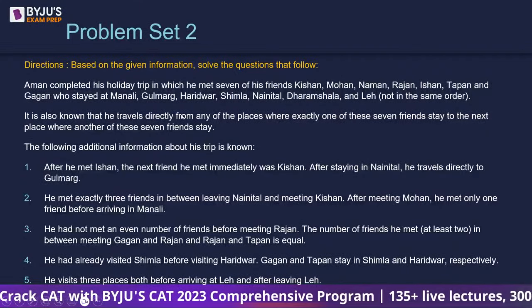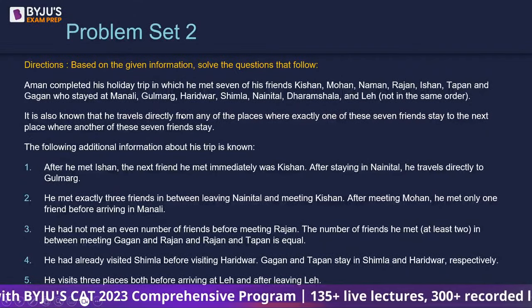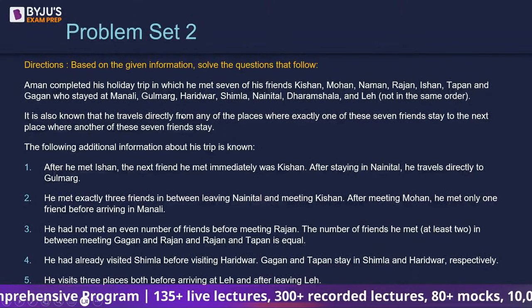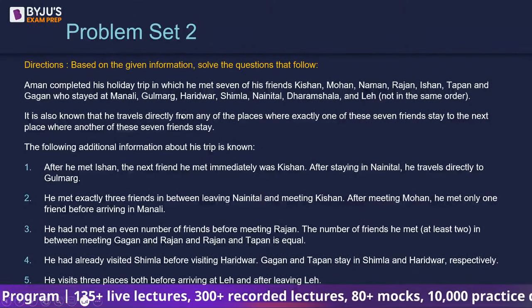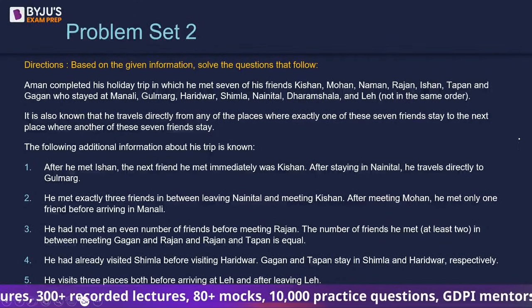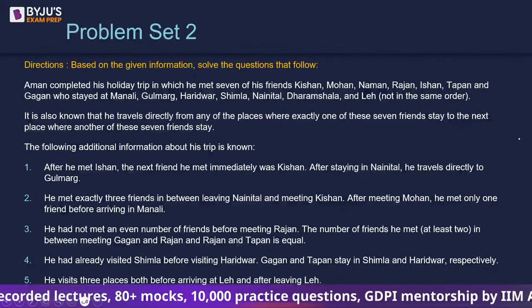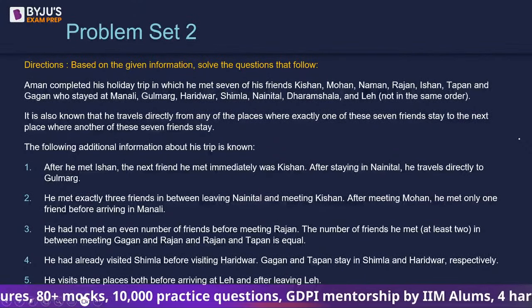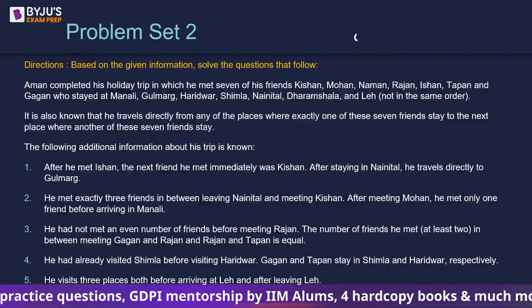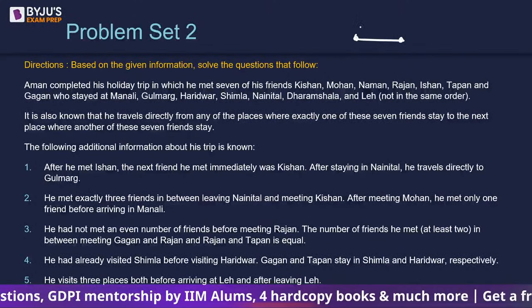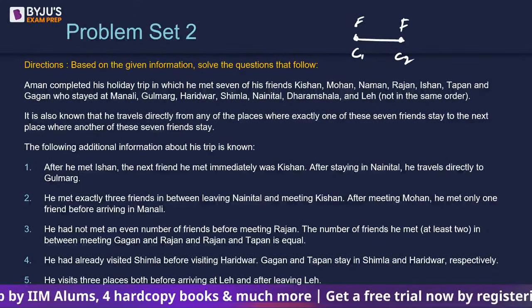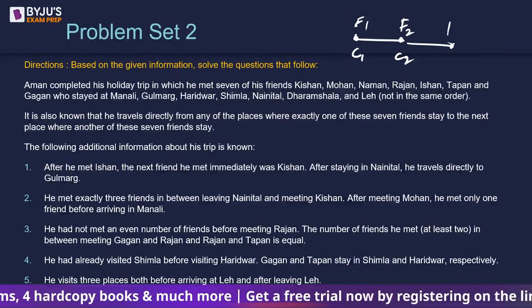Aman completed his holiday trip, 7 friends, M, N, R, I, T, G, K, who stayed at Manali, Gulmarg, Haridwar, Shimla, Nainital, Dharamshala and Leh, not in the same order. It is also known that he travels directly from any of the places where exactly one of these friends stay to the next place where another of these friends stay. So this guy starts from one place and goes to another place. So here is one friend, this is one city, this is another friend, this is another city. Right? He keeps on traveling like this.